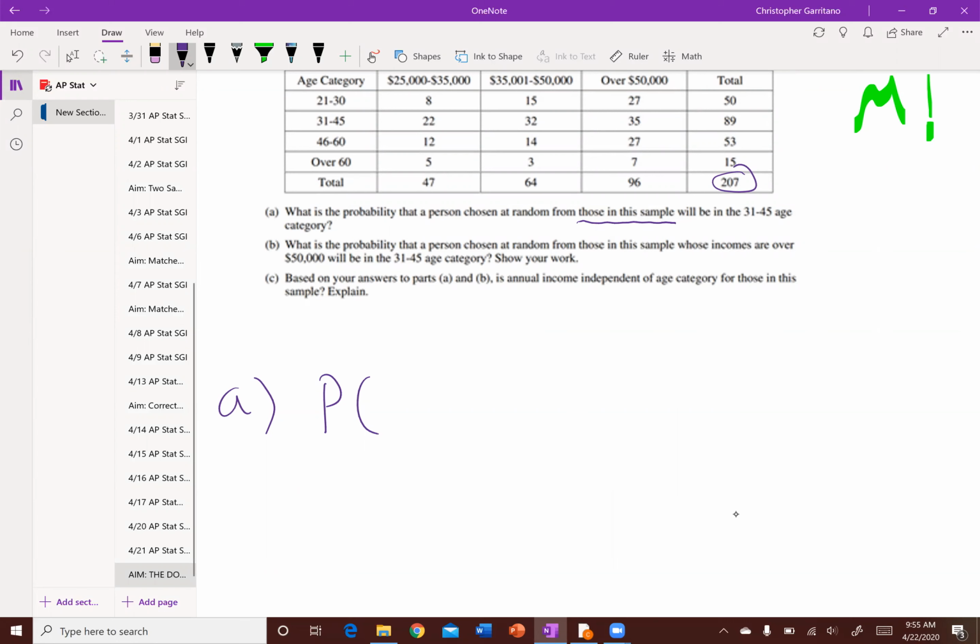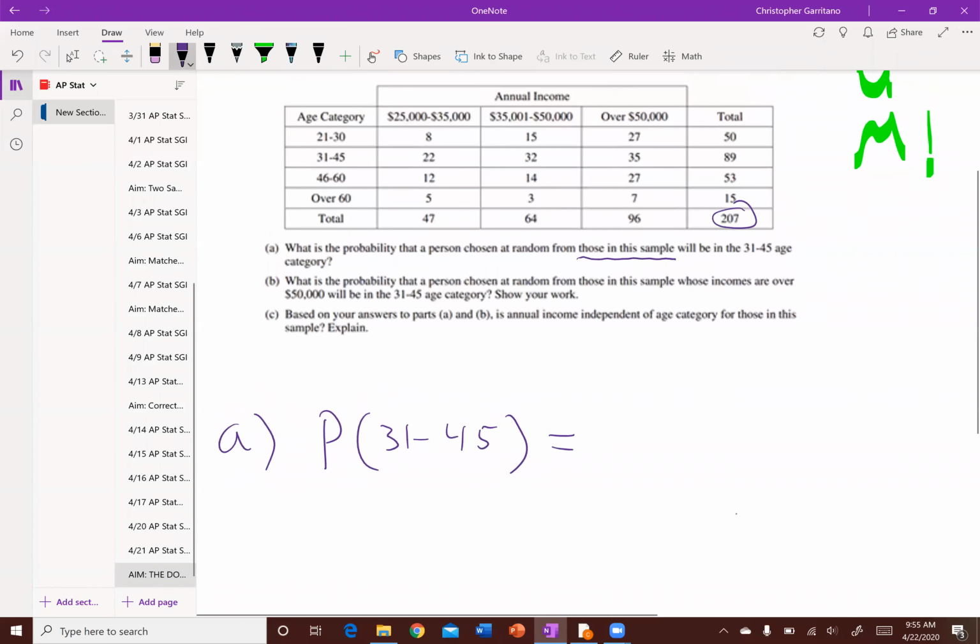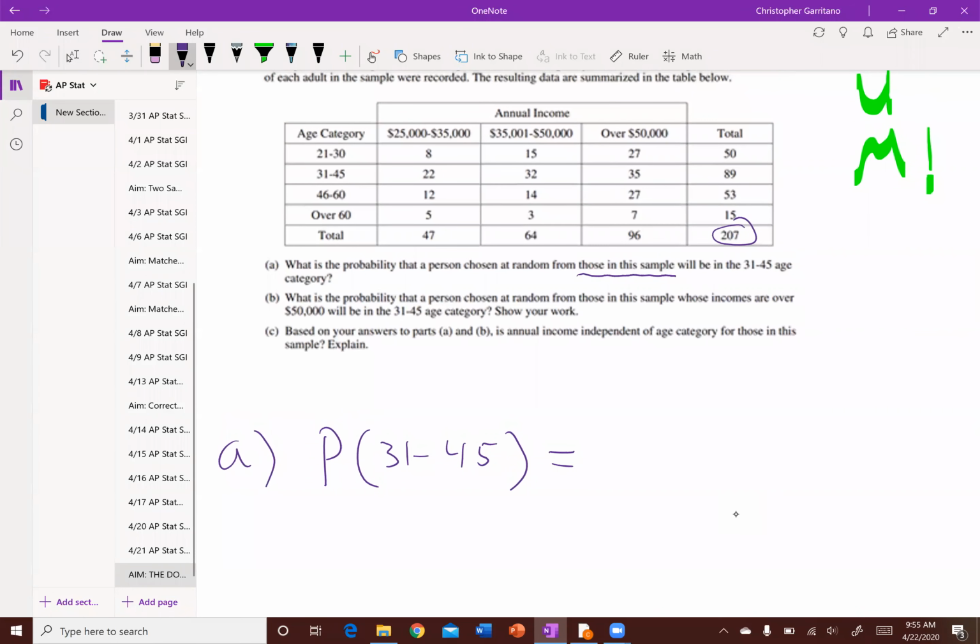So big P, 31 to 45, and now I just take a look at my information. Here's the 31 to 45 age category. Those people do have various annual incomes, but overall there were 89 of the people in this sample in that category. So our probability will be 89 over 207. And there you have it.